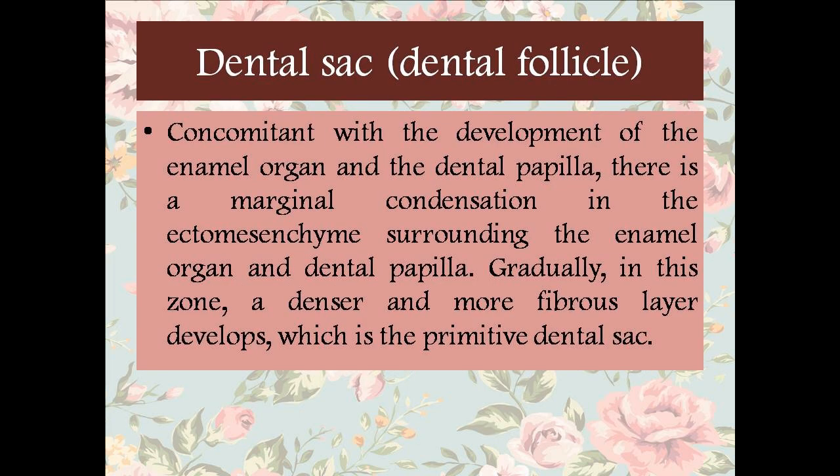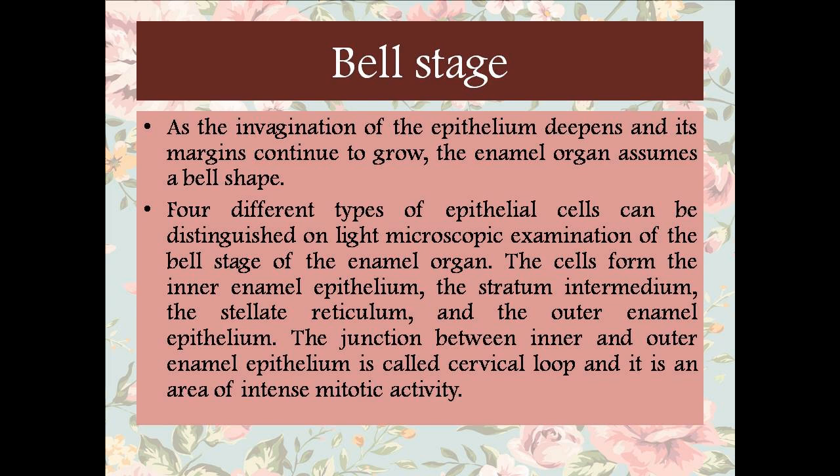There is a marginal condensation in the ectomesenchyme surrounding the enamel organ and dental papilla to form what is known as the dental sac or the dental follicle. Gradually in this zone, a denser and more fibrous layer develops, which is a primitive dental sac. As the invagination of the epithelium deepens and its margins continue to grow, the enamel organ assumes a bell shape. 4 different types of epithelial cells can be distinguished on light microscopic examination of the bell shape of the enamel organ.